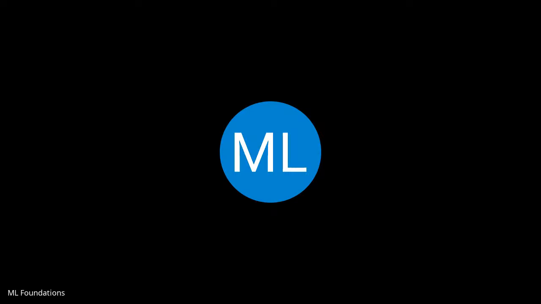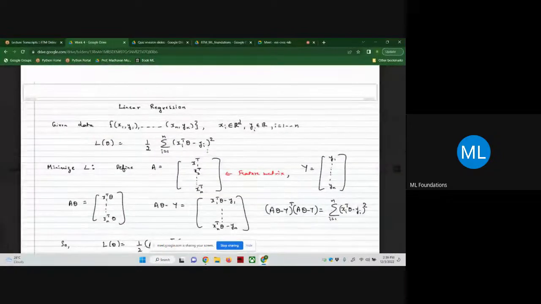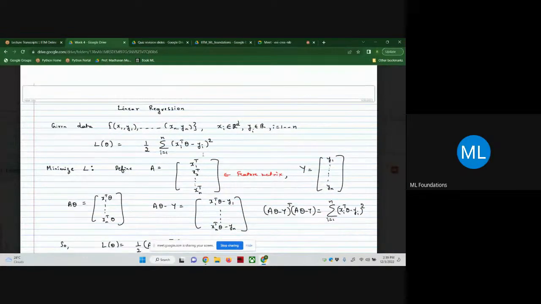One second. Are you able to see the screen? Yes. Okay. Now we'll just look into the slides itself.